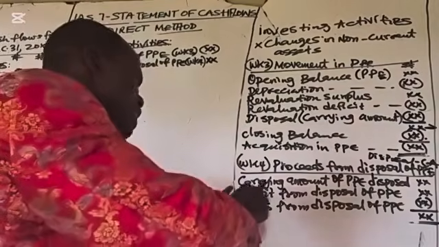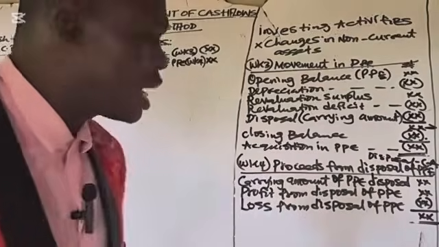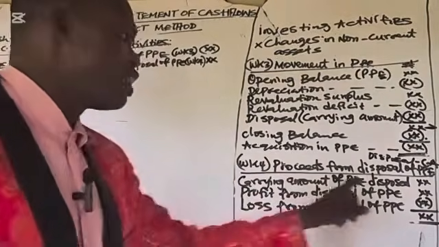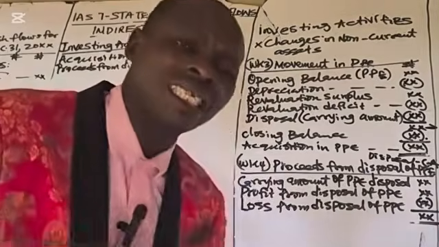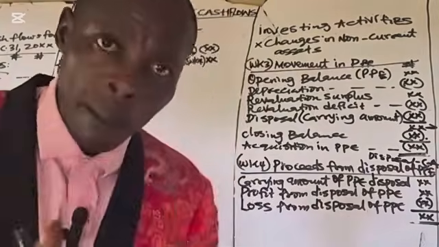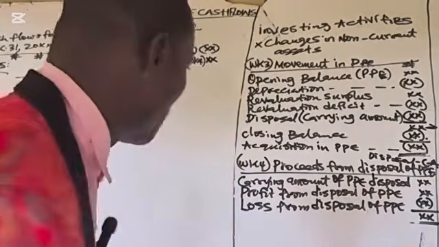Remember, these profit or loss items are mutually exclusive. You either have profit from disposal or you have loss from disposal. You cannot have both in the same question. Only one of the two items will be provided. Please bear that in mind.